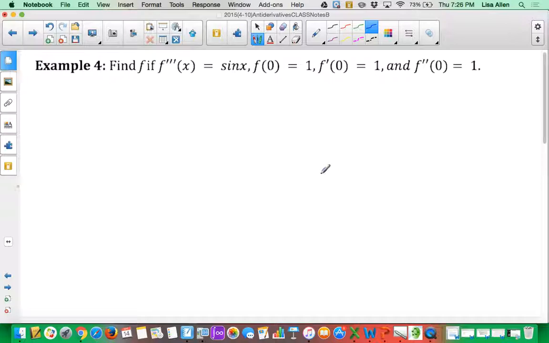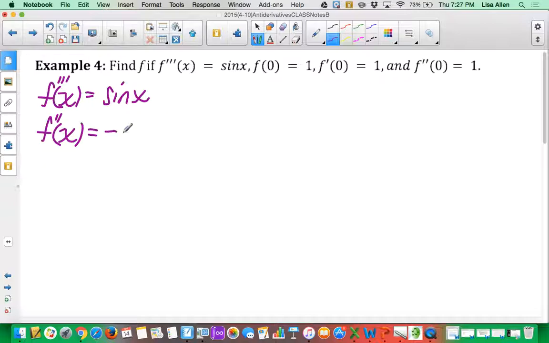So the first thing I'm going to do is start with the third derivative. And remember, we're undoing derivatives, so we're going backwards from the third to the second to the first. So I'm going to start with f triple prime of x is equal to sine x. So when I take the antiderivative of sine x, I have the second derivative, f double prime of x, would then be equal to negative cosine x plus c. Remember, the derivative of cosine is negative sine, so the antiderivative of a positive sine would be negative cosine.